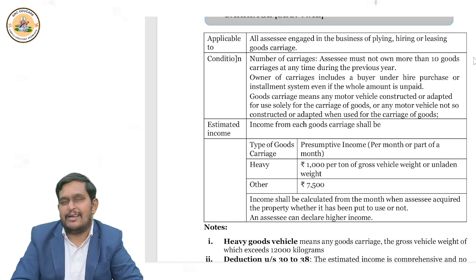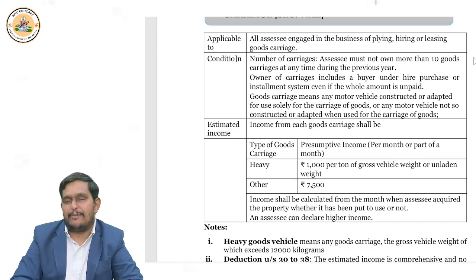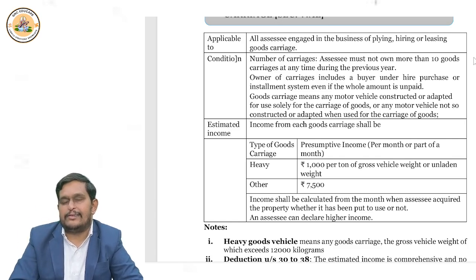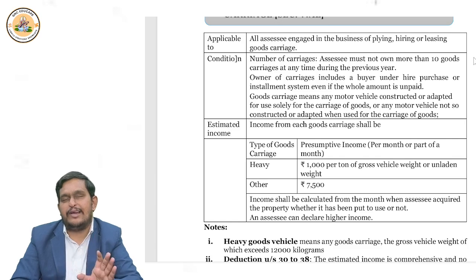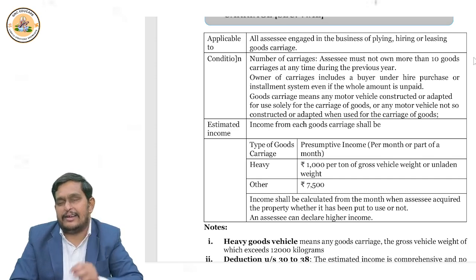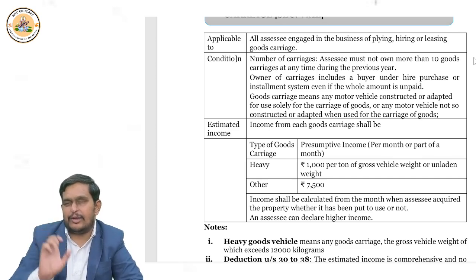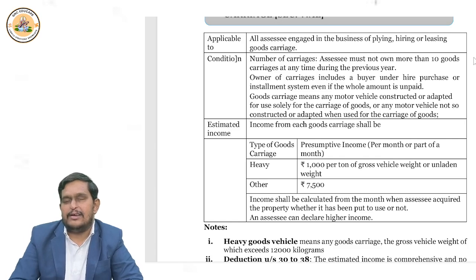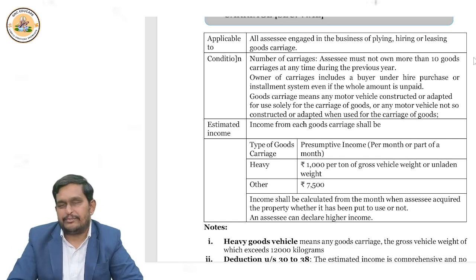Only one thing matters: are you the owner of the vehicle? That's it. And how many vehicles are there? Up to 10, then this section applies to you. What is the income? The estimated income is very simple. Is it a small vehicle or a heavy vehicle? If it is a small vehicle, 7,500. Now please write down in the notes: 7,500 per month per vehicle.